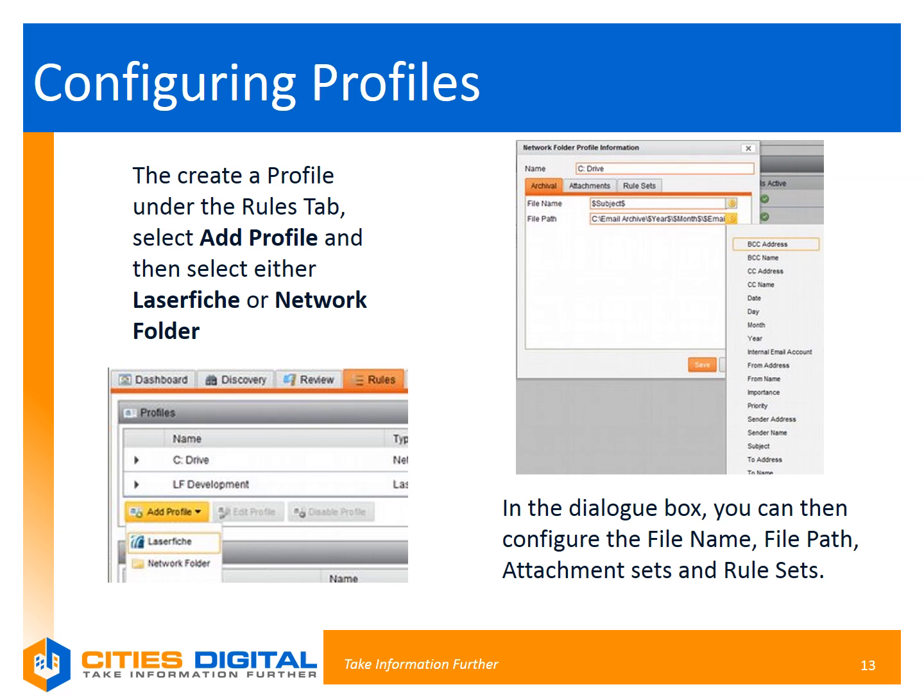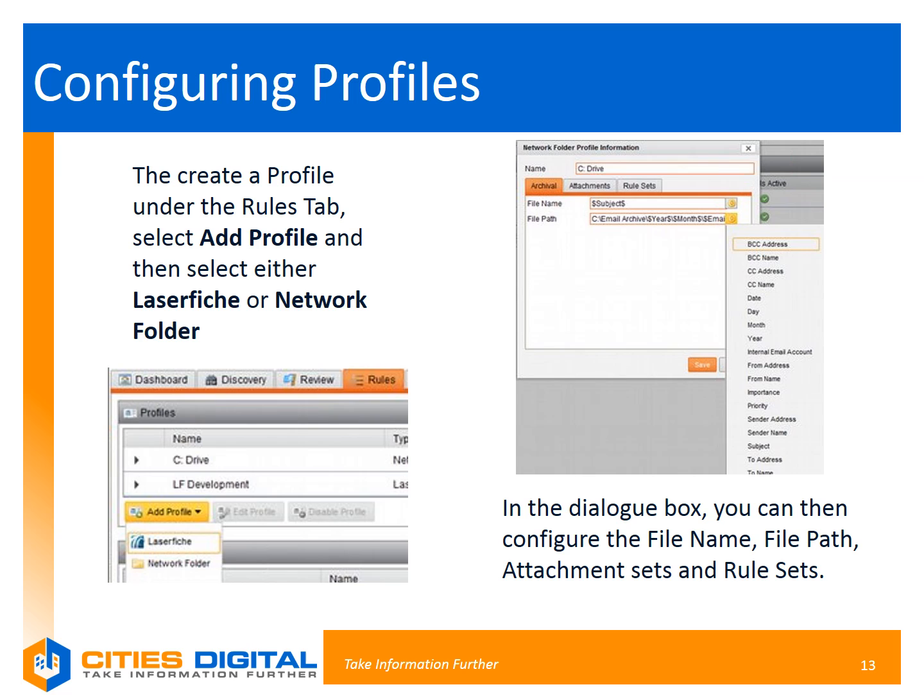When configuring the file path and file name, token values and static text can be used to dynamically name the document. You can choose to file the attachment separately and then configure an alternate file path for the attachments when they are separated. You can also choose which rule sets will be applied to this profile.